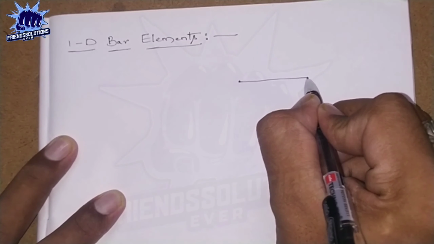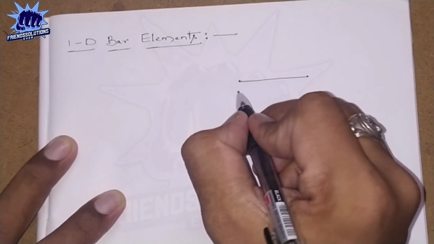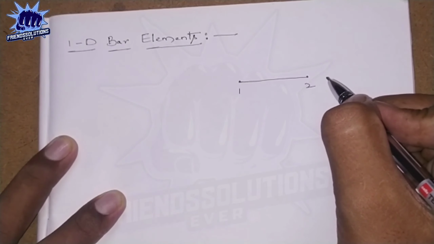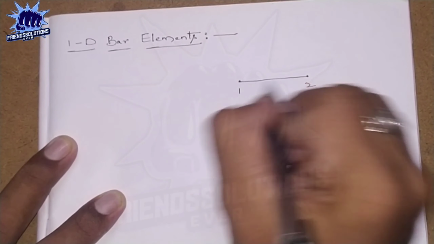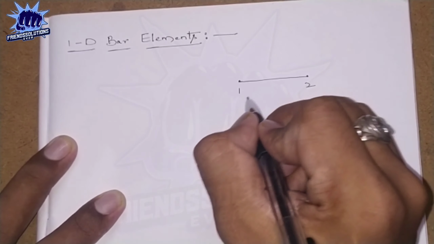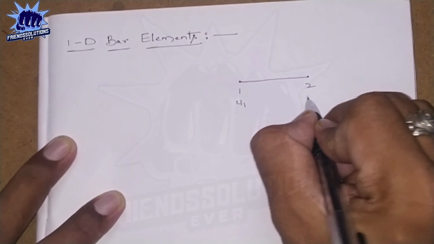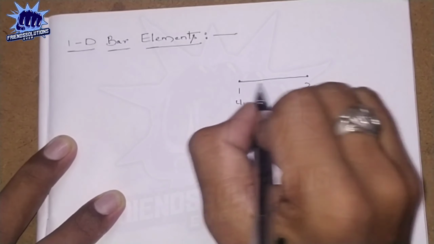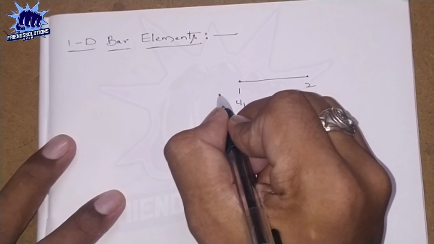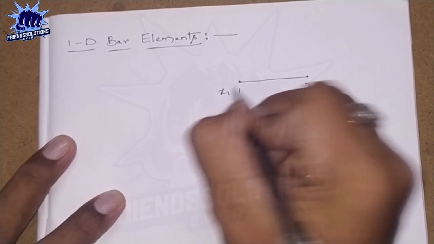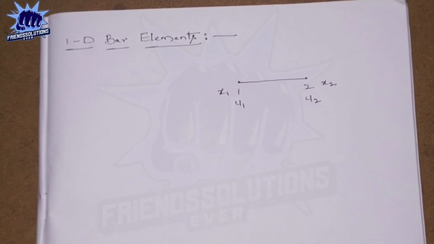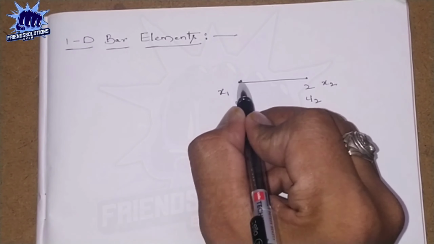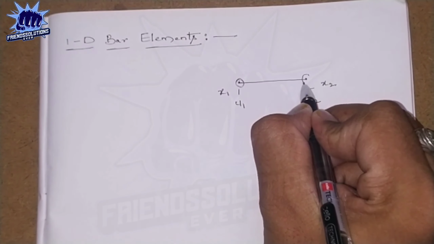Here it is, having two nodes: node number 1 and the second node. Then the displacements at these two nodes are u1 and u2. Let us make this x1 and this x2. x1 and x2 are the coordinates for this node and this node.